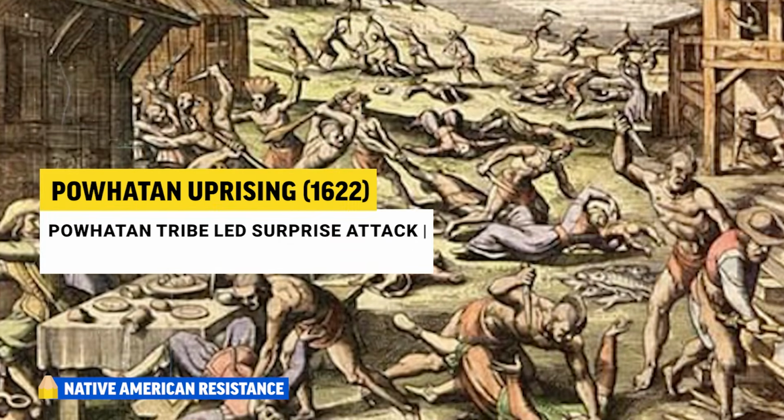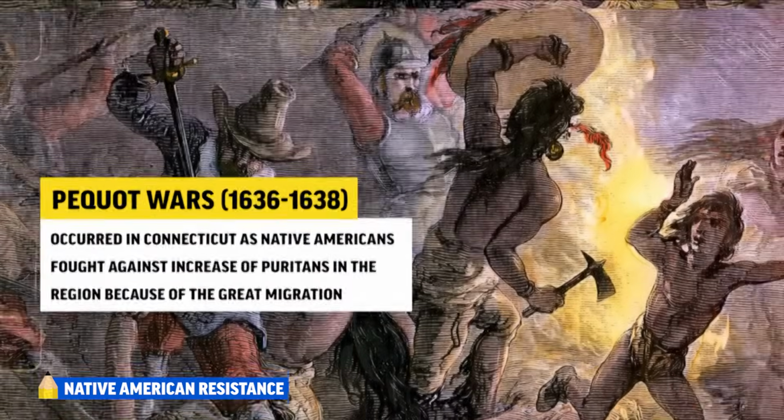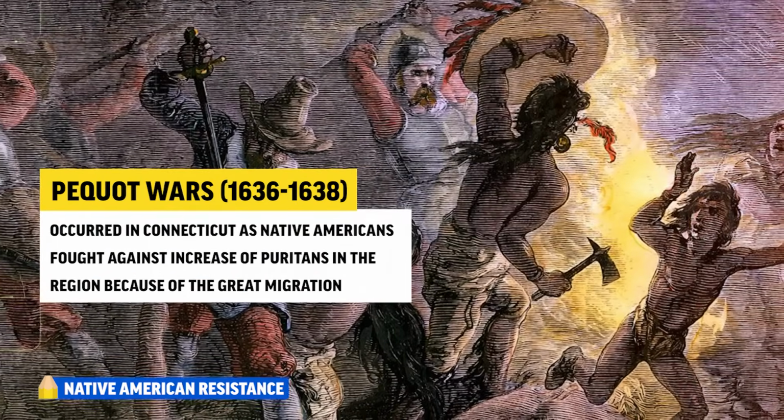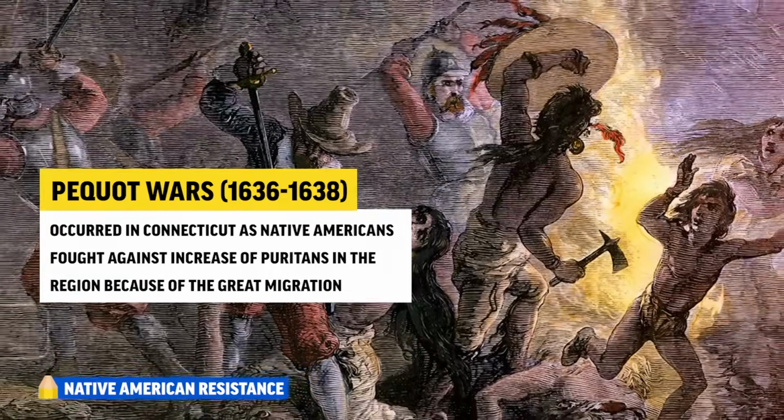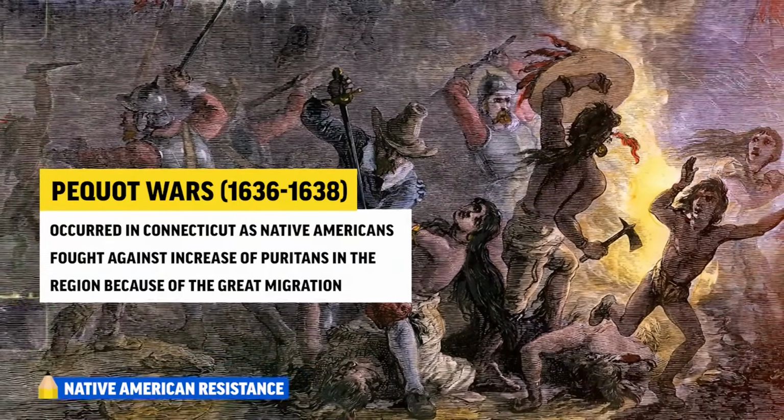During the colonial period, there were several conflicts between settlers and Native Americans, which were usually caused by disagreements over land use. There are a couple major conflicts that you want to know for your AP exam. First is the Powhatan Uprising of 1622, where the Powhatan tribe led a surprise attack against the settlers of Jamestown. Next, the Pequot Wars, which took place from 1636 to 1638. This occurred in Connecticut as Native Americans fought against the increase of Puritans in the region as a result of the Great Migration.